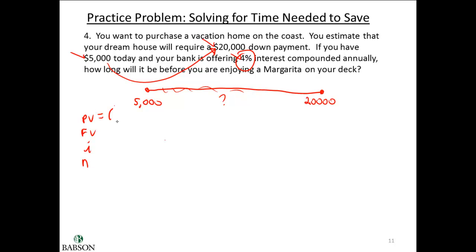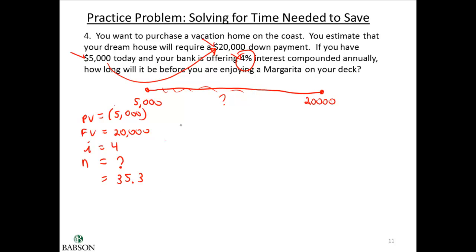Like the last one, one of these has to be entered as a negative. So I'm going to put my present value in as a negative. I'm going to deposit 5,000 in the bank. At some point, I'm going to be able to withdraw 20,000. I know my interest rate is 4%, and I'm trying to figure out what N is. So 5,000, hit the plus minus button, then PV. 20,000, hit FV. 4, hit I, and then compute N. And N is going to be 35.3. So how would we interpret that answer?